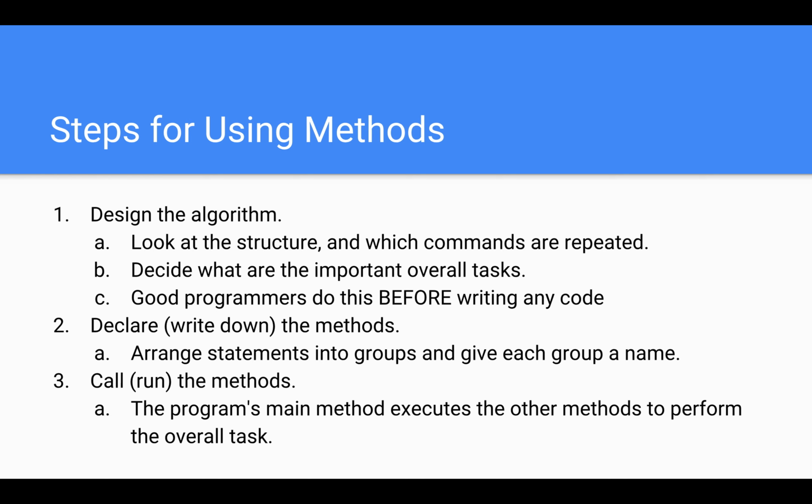So, some steps for using methods. Design the algorithm, and then look at the structure and see which commands are repeated. Decide what the important overall tasks are. Most good programmers do this before writing any code. And then write down the methods. Arrange the statements into groups and give each group a name, and that'll be your method name. The group of statements will go inside your method code. And then call or run the methods. The program's main method executes the other methods to perform the overall tasks.